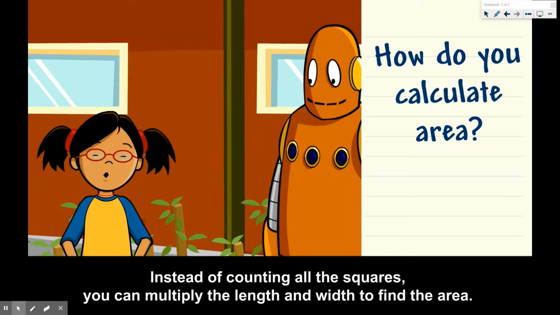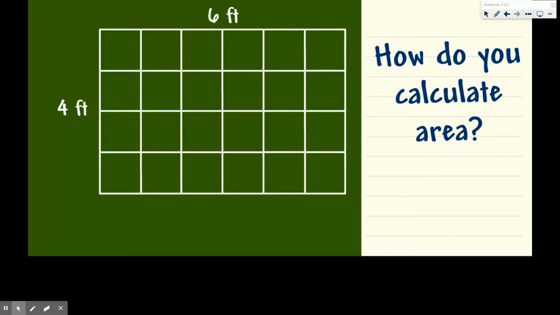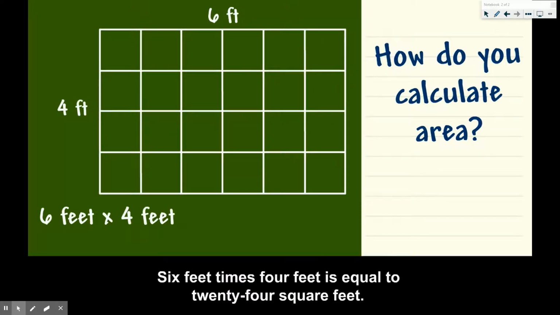Instead of counting all the squares, you can multiply the length and width to find the area. 6 feet times 4 feet is equal to 24 square feet.